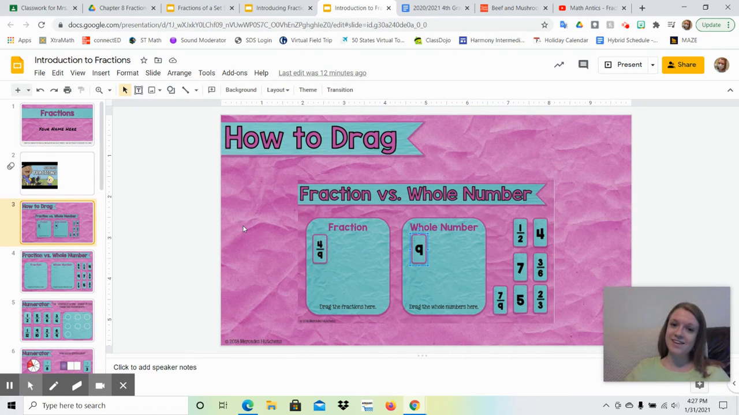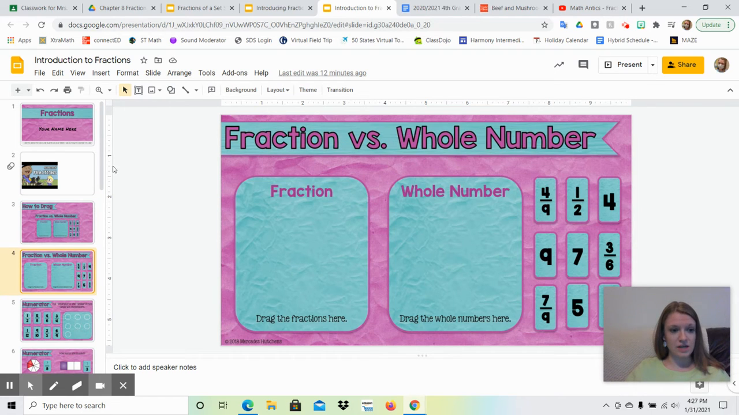Obviously, I didn't make this, if you can tell. So you don't have to do anything on this slide. It's just showing you what to do. You're going to be able to click on the numbers and drag them where they need to go. Okay, let's go to slide 4.